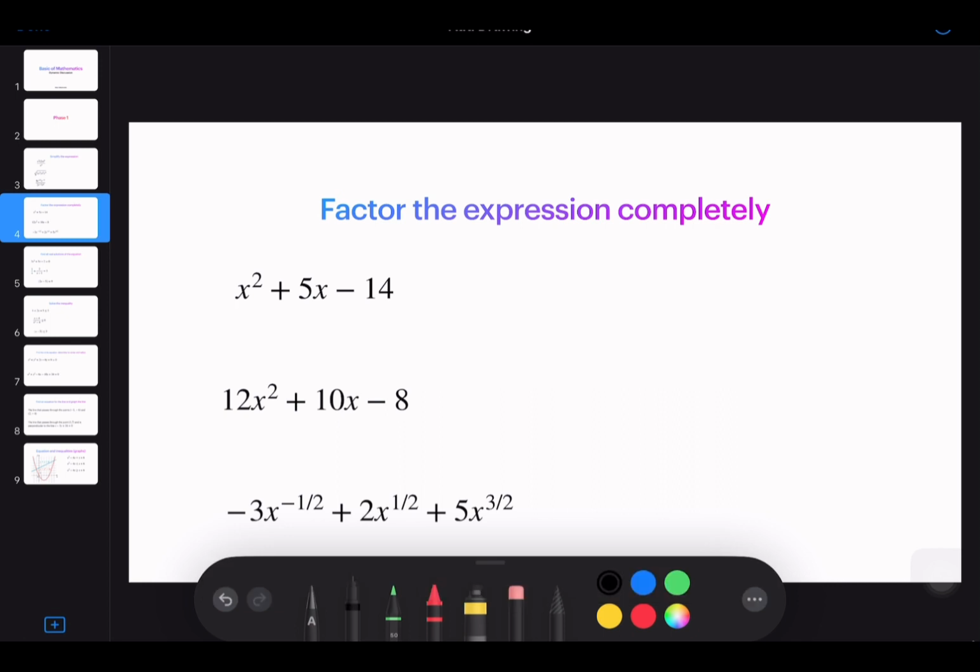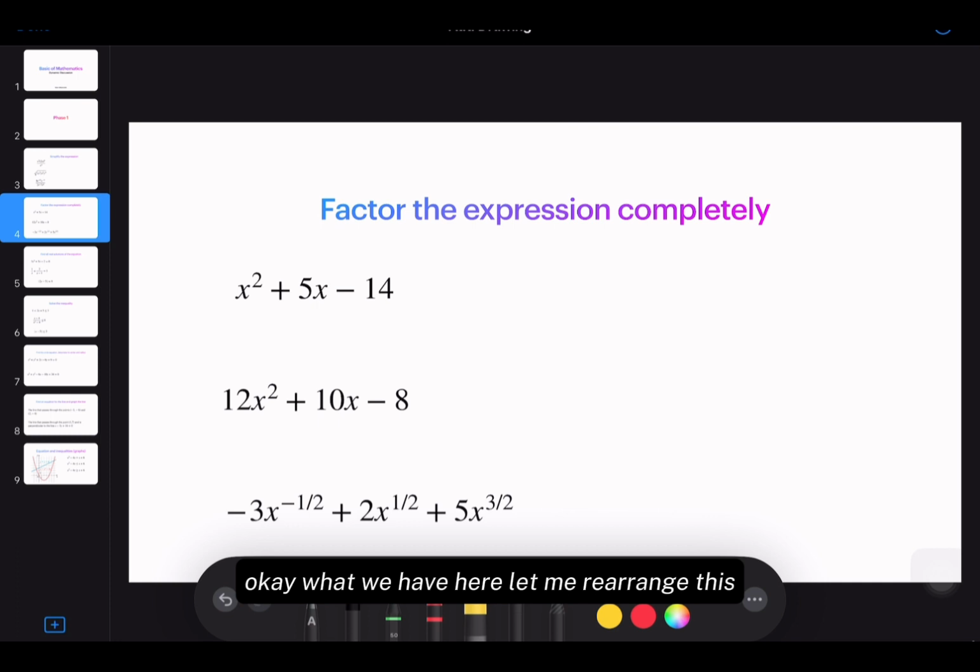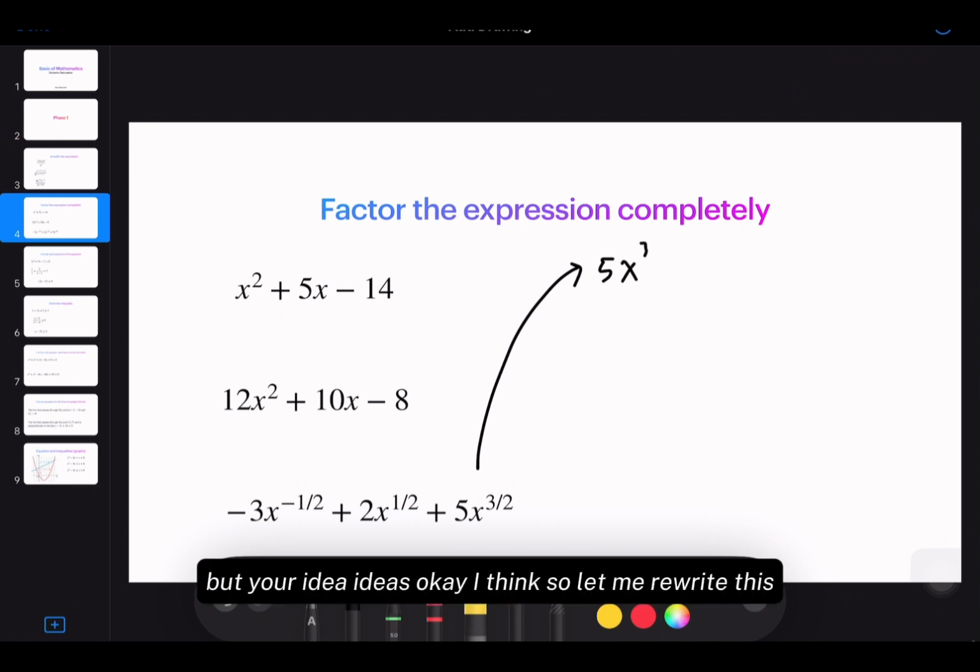Okay. Finish? Before it's almost okay. So okay, what we have here. Let me rearrange this. Okay, you can sit down. But your idea is okay, I think. So let me rewrite this.